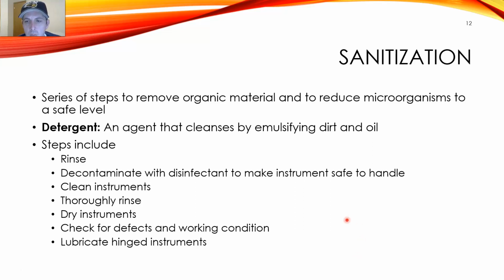So let's start with the first process within all of this, and this is sanitization. Right? This is the series of steps to remove any of the organic material and then to reduce the microorganisms to a safe level. So the important thing when we're looking at sanitization, this is basically cleaning. Right? We are cleaning the instruments. It has a few more additional steps in there, right?